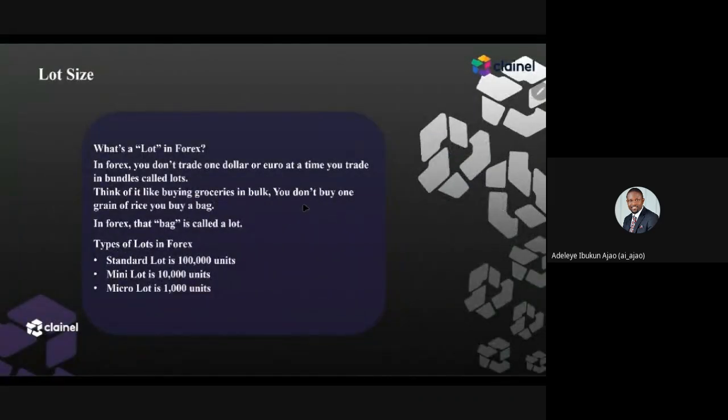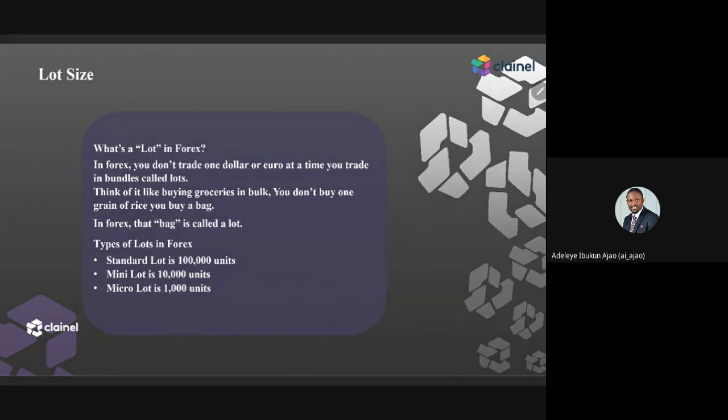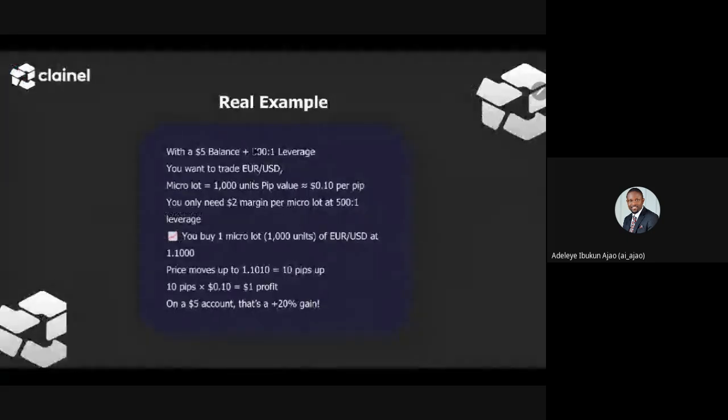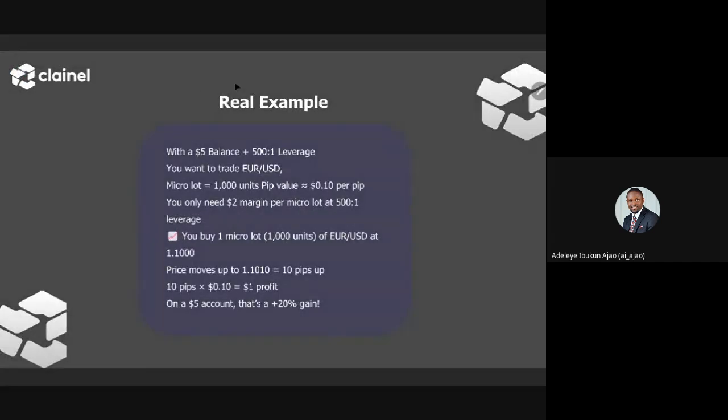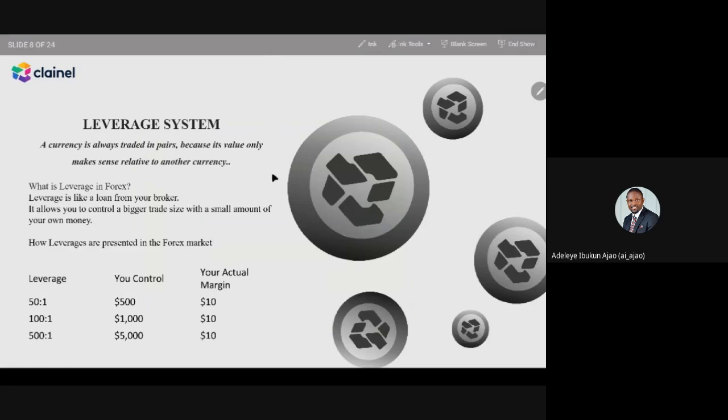Okay, so now we know what a pip is. We also know what a lot size is. We know what pip value is and what lot size is. Now we're moving on to the leverage system. A currency is always traded in pairs because its value only makes sense relative to another, which is the truth.